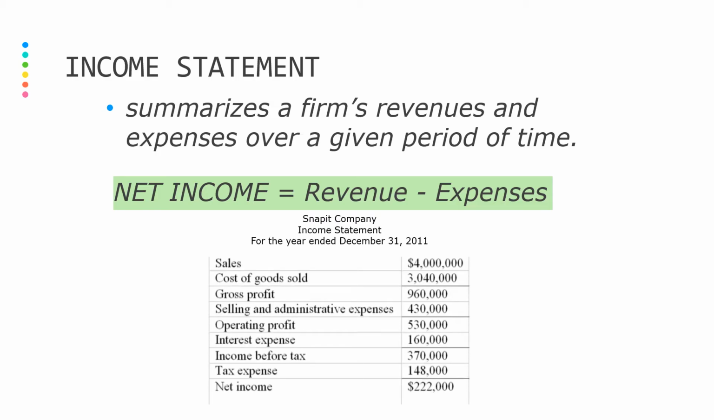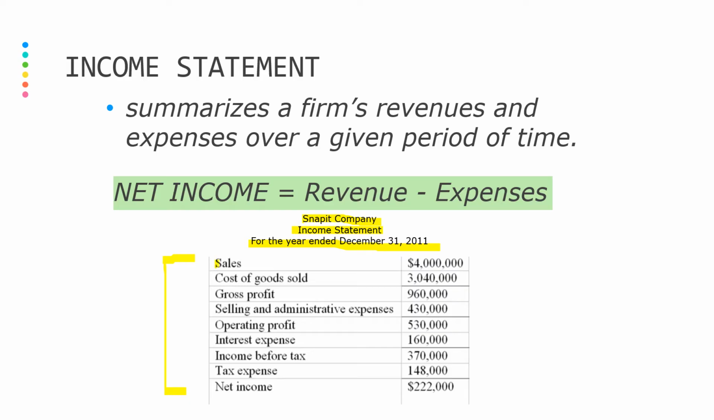Now, let's take a look at an example of an income statement. So first off, we should write down the name of the company or the name of the owner if it is a sole proprietorship. Next, we should write down the type of financial statement that we are making. Here we are preparing the income statement. And then for the third row, we are going to write down the period. So here we are making the income statement for the year ended December 31, 2011.